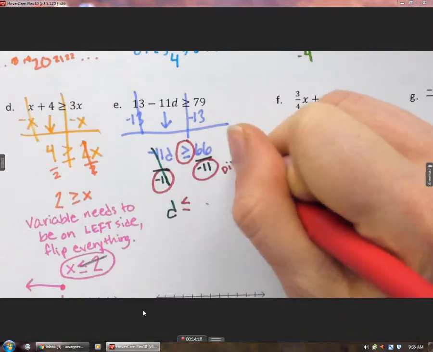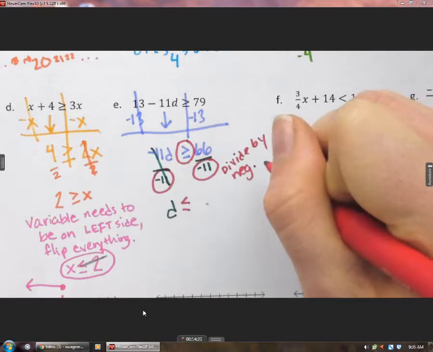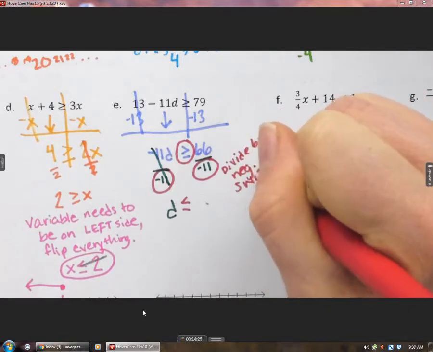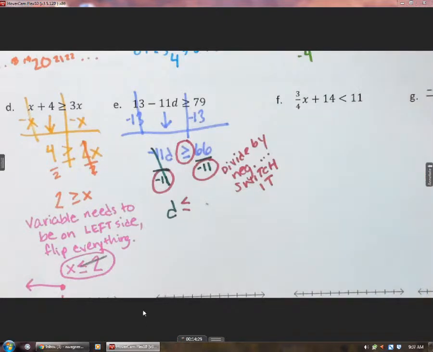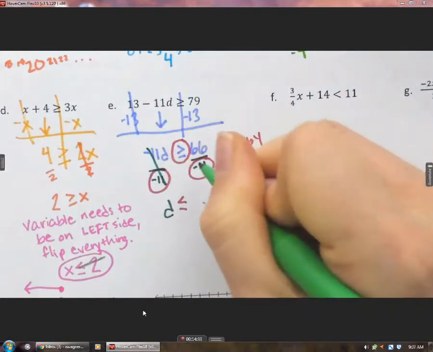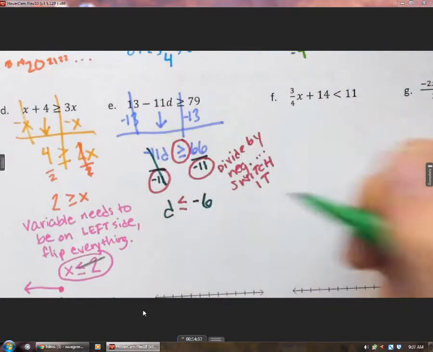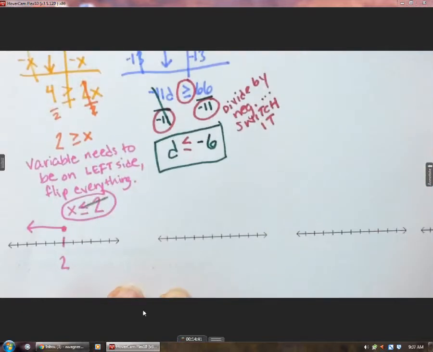So divide by negative. So we switch. I could say switch it. Switch it! Sorry about that. Yeah, what the heck? Negative 6, is that right? So that's my answer. We'll graph it.